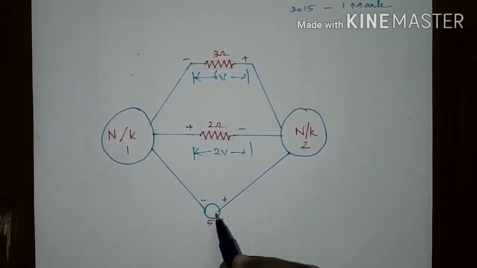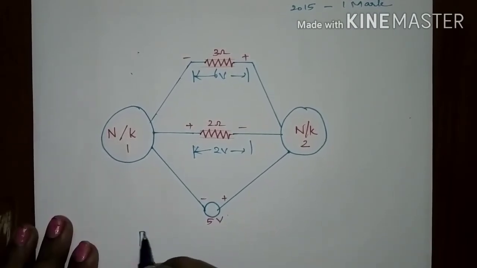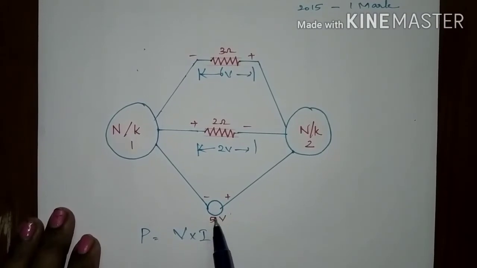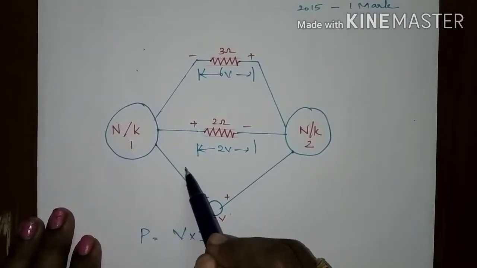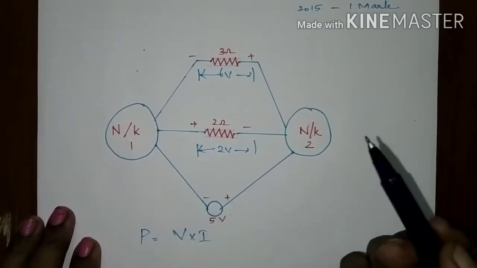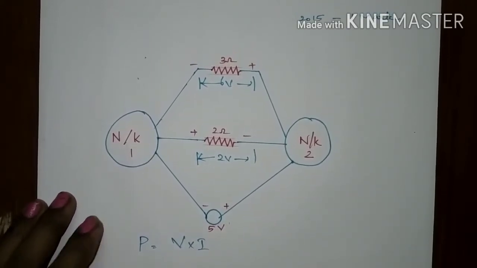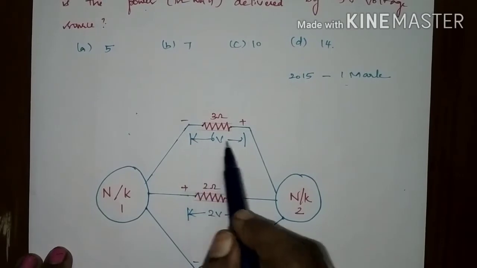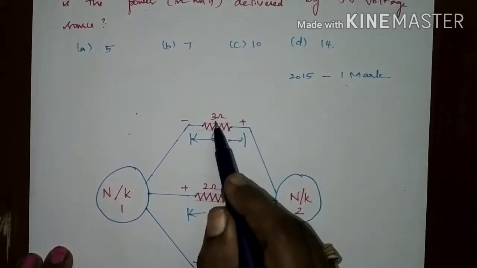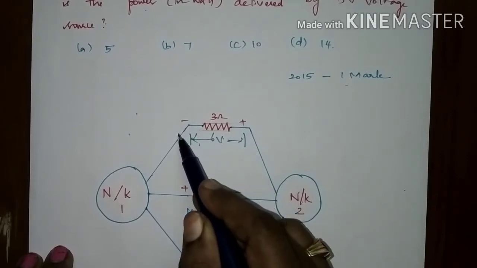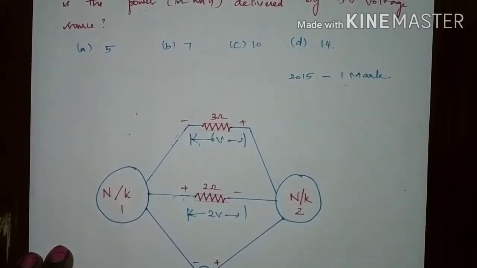See, for the voltage source, the power can be found by power is equal to voltage into current. The voltage has been given. If you find the current flowing through this branch, then the power can be calculated. How can we calculate it? Here they have given the voltage as well as the resistance value. From this, we can find out the current flowing through the 3 ohms and 2 ohms resistors.